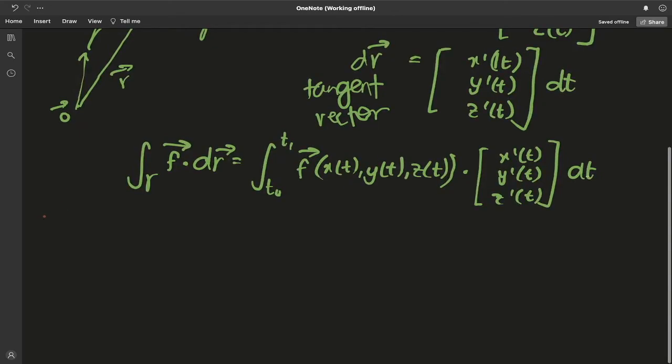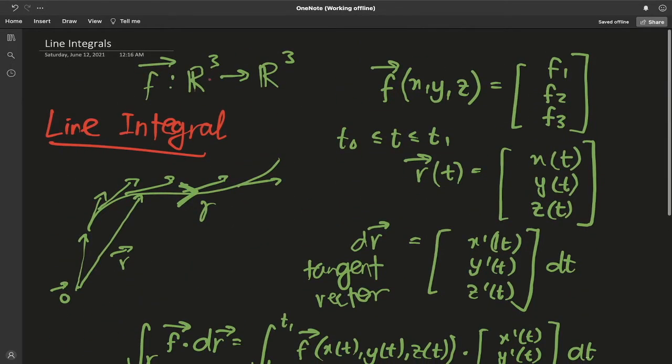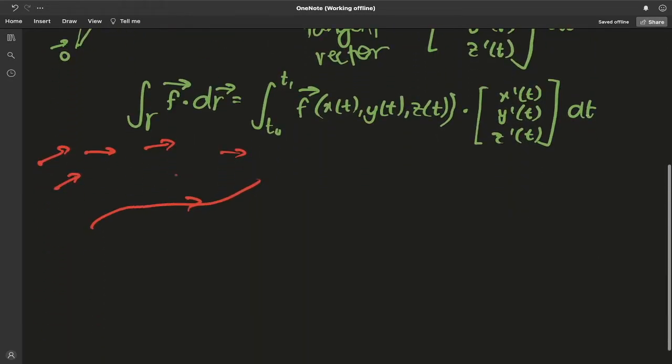Okay. So what is the physical intuition behind this? You have some curve, and the vector field f is going to be this really big spread out vector field all over the place. It's not going to be just on this curve or just in the plane of the curve. It's going to be in all of R3 because this is a function from R3 to R3. So it's going to be all over the place.